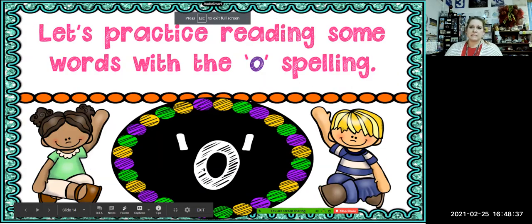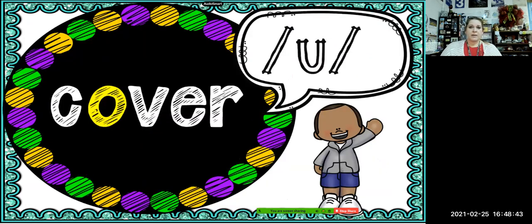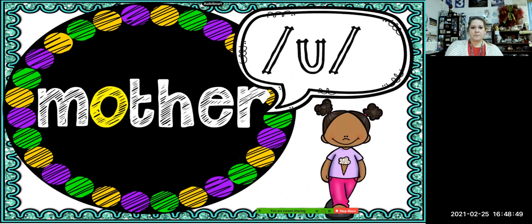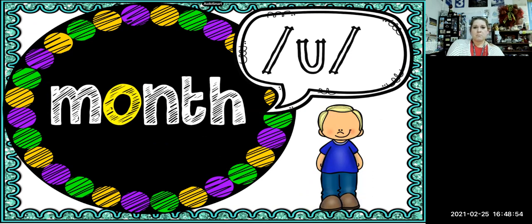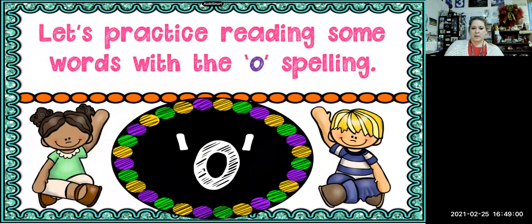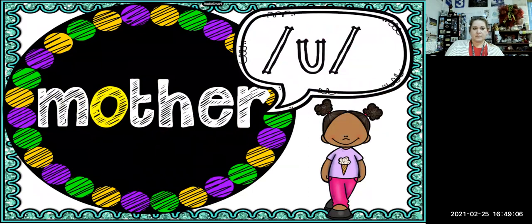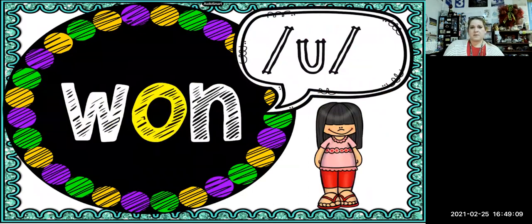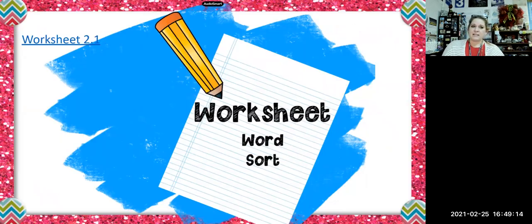All right, so let's practice reading some words that have that O spelling. Okay, so we have cover, mother, one, brother, month. All right, so let's go back and say them again. I want you to say it after me this time, okay? Cover, mother, one, brother, month.